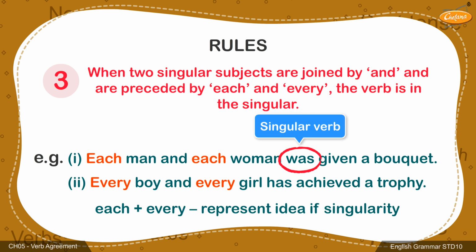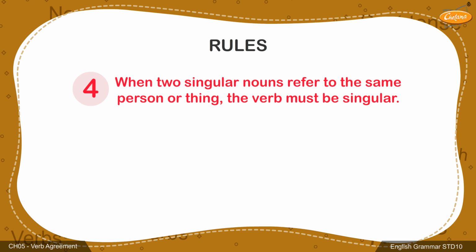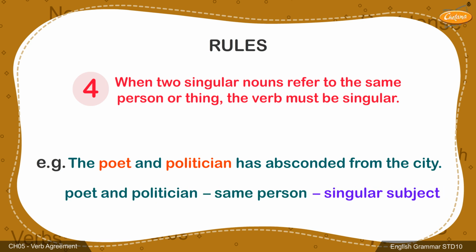was, is used. The fourth rule states that when two singular nouns refer to the same person or thing, the verb used must be singular. Let's have a look at the example on the screen. Here, the singular nouns, poet and politician, refer to the same person and thus a singular verb has been used.